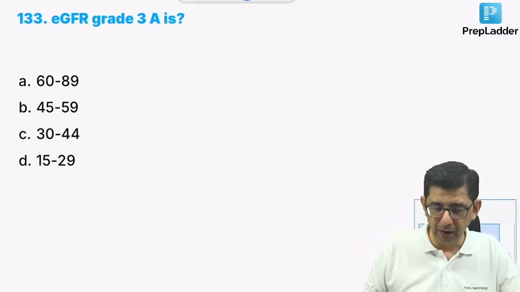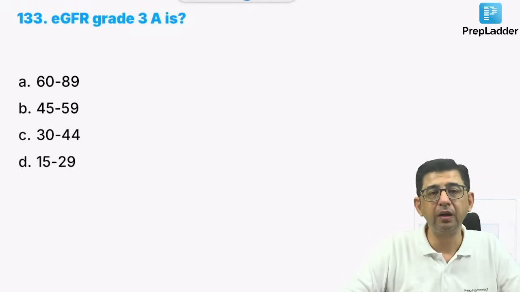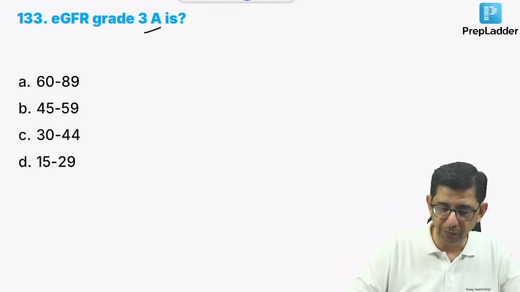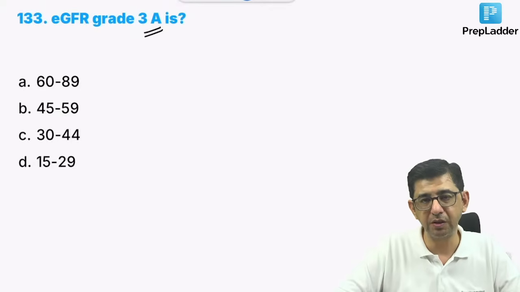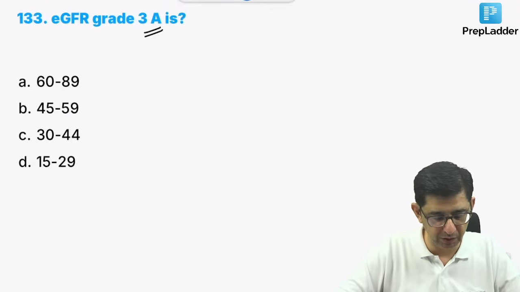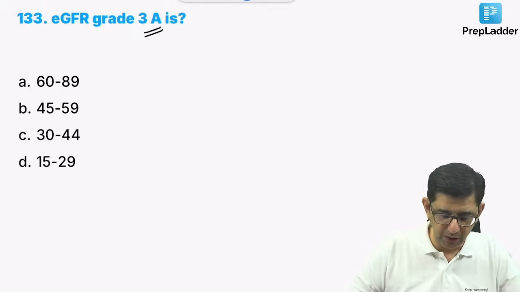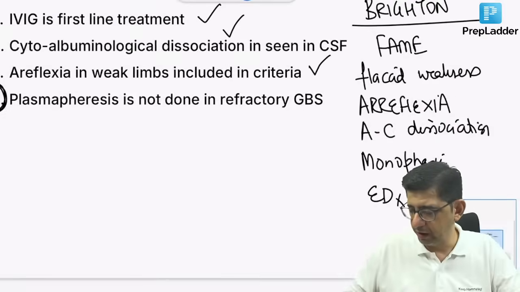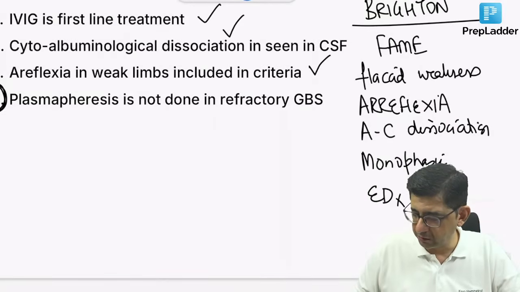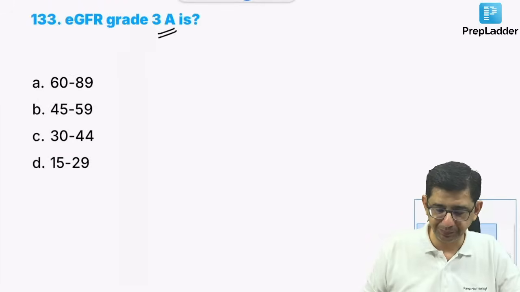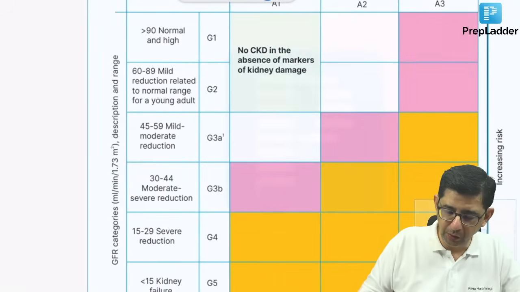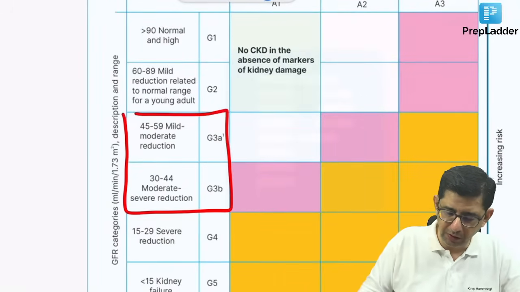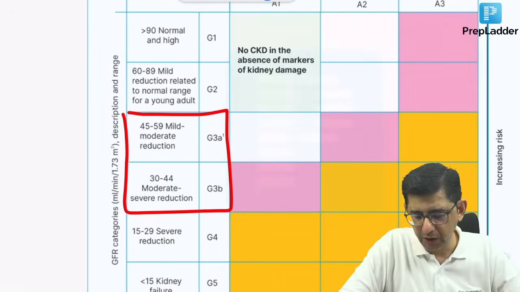Okay. Then eGFR grade 3. I mean, this was a very peculiar question that came in last time's exam. EDX is electrodiagnostics, nerve conduction velocity, showing a decreased latency. Yeah, so you just need to remember, in the table only, they will mainly ask you this. Either they will ask you G3A, or they will be asking you regarding G3B.